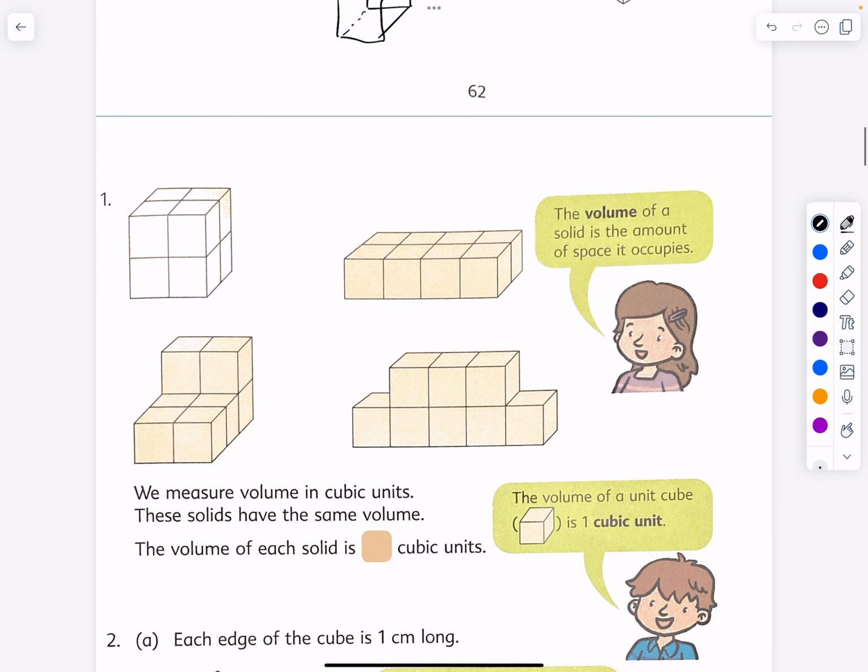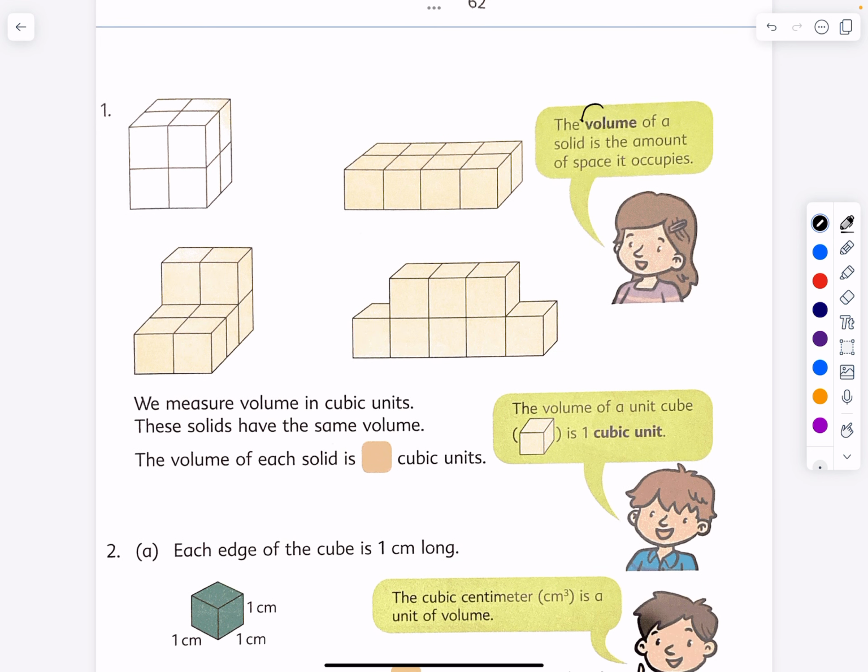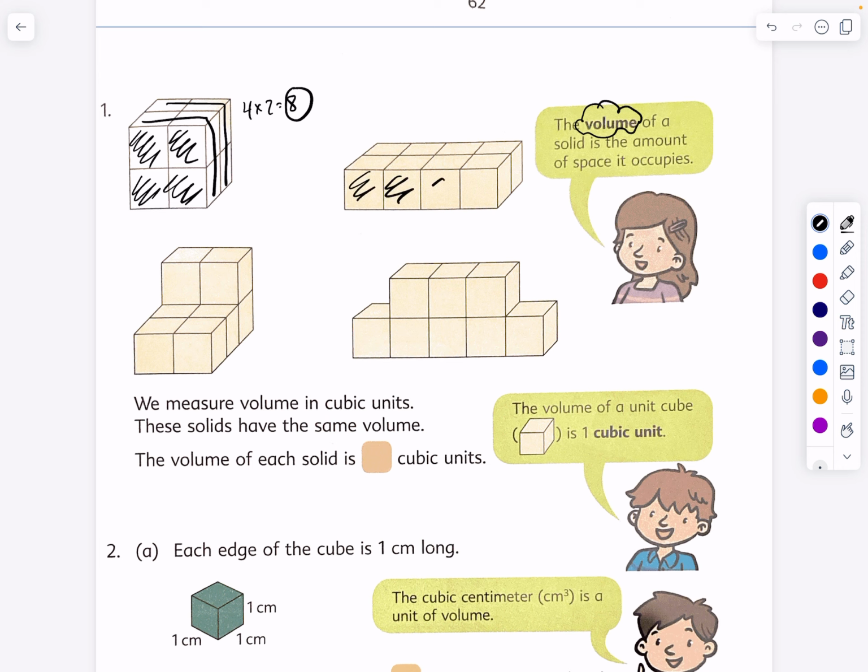So let's count. We are talking about volume, the three-dimensional space an object occupies. So here's how I typically teach to count. We have 4 cubes in the front. You see, we have 1 row, and behind it we have another row. So this is 4 taken 2 times equals 8 cubic units. Here we have front 4 and the same on the back. So it's 4 taken 2 times equals 8 as well. See, same volume, but looks very different.